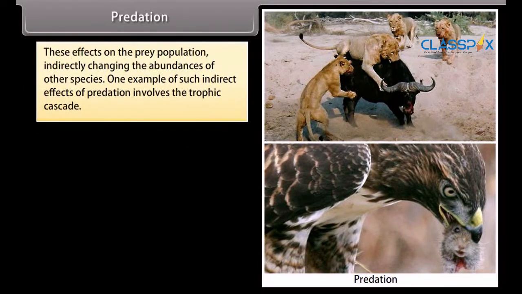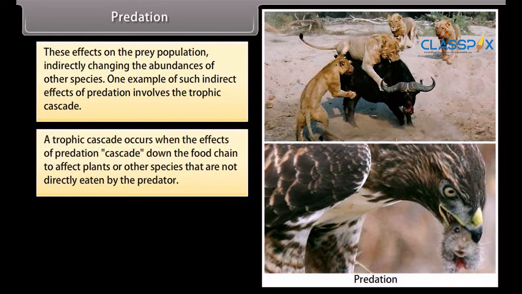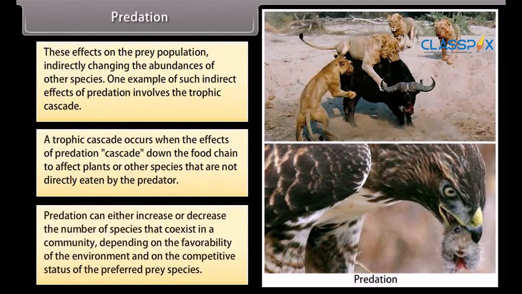These effects on the prey population indirectly change the abundances of other species. One example of such indirect effects of predation involves the trophic cascade. A trophic cascade occurs when the effects of predation cascade down the food chain to affect plants or other species that are not directly eaten by the predator. Predation can either increase or decrease the number of species that coexist in a community, depending on the favorability of the environment and on the competitive status of the preferred prey species.